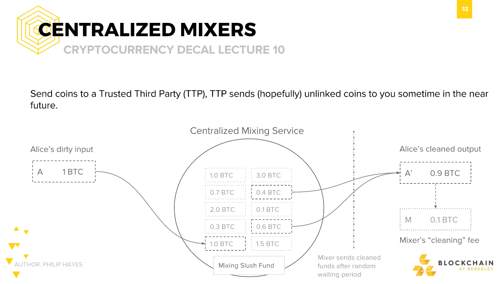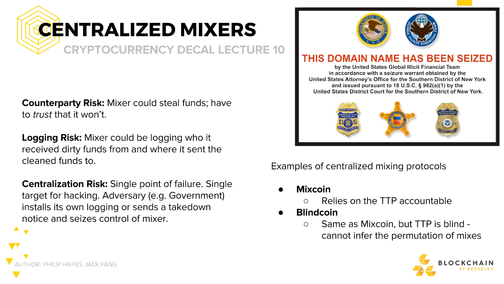Okay, so Nick. Basically, the mixer can steal funds, and you have to trust that it won't. There's also a logging risk, where this mixer could be keeping track of who it received the funds from and where it got sent to, and now the mixer itself knows the mapping from inputs to outputs. And then there's also the fact that it's centralized. This means it's a single point of failure, where say the government knows, okay, here's this illegal mixing service. I'm going to hack into this service and install this malware or virus that's going to log it for me.